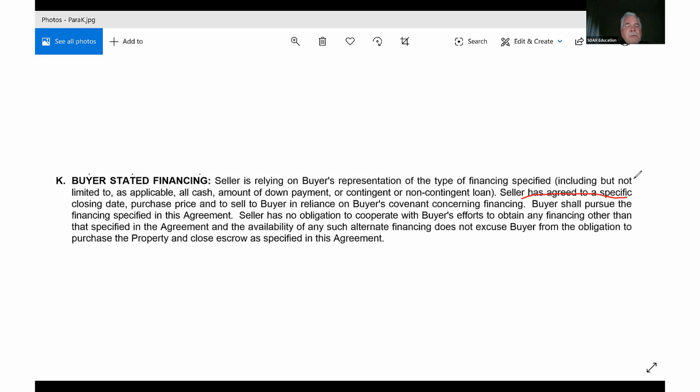Seller has agreed to a specific closing date, purchase price, and to sell the property in reliance on the buyer's covenant. Covenant by law is a promise concerning financing. A covenant is a promise, okay? So the seller is telling the buyer right away, I'm relying on what you're telling me, and it's a covenant. You're promising me, no fingers crossed, none of that stuff. Buyer shall pursue the financing specified in this agreement, okay? So if you say it's going to be FHA, it's FHA. If it's going to be VA, it's going to be VA.